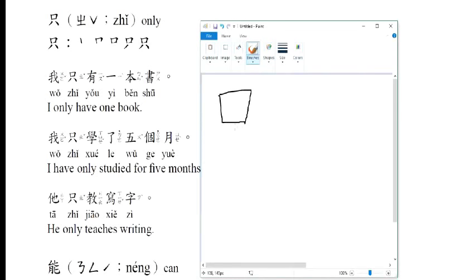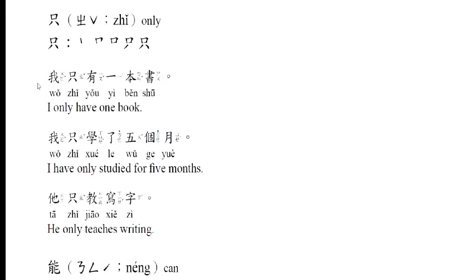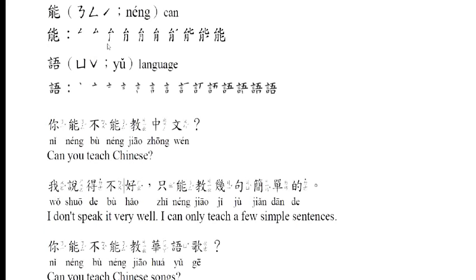Start with a mouth and two dots, like 8. 只有, 我只有一本书, I only have one book. 我只学了五个月。了 is past tense, I have learned. I have studied for five months only. 他只教写字, he only teaches writing.